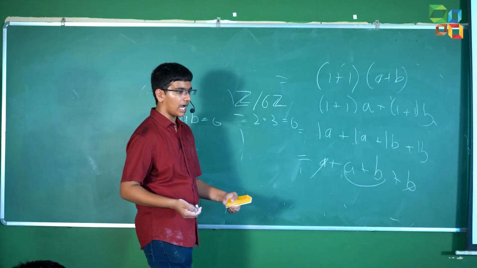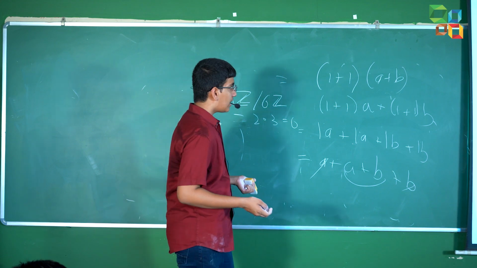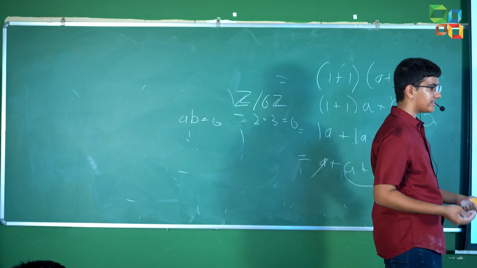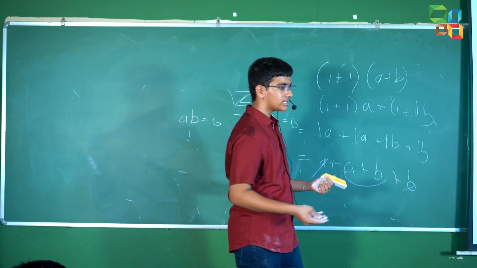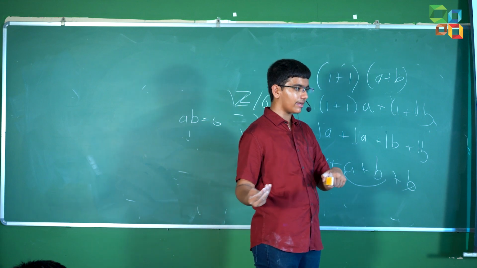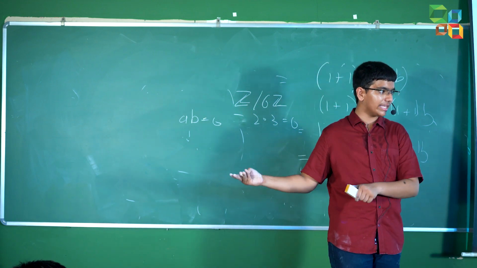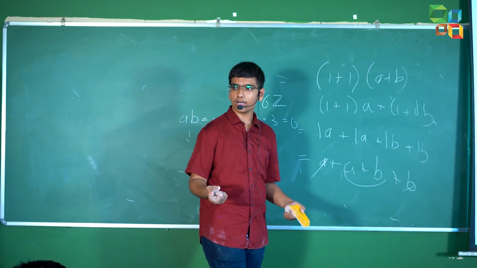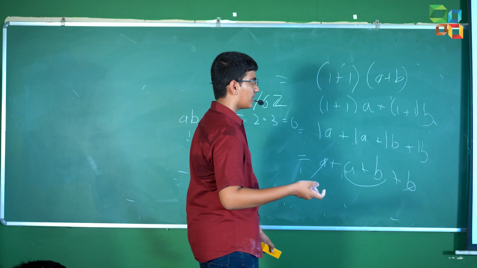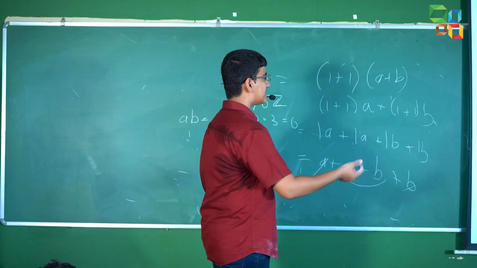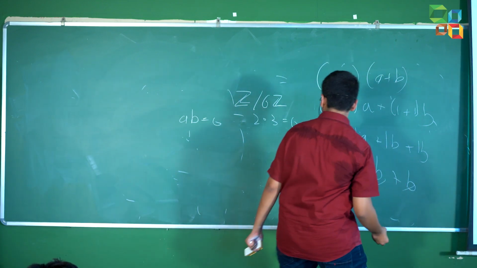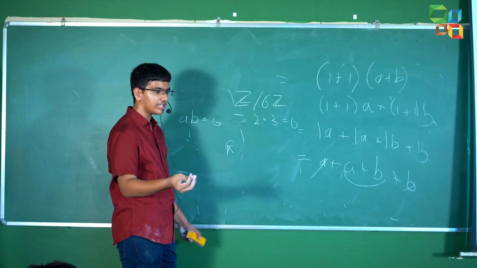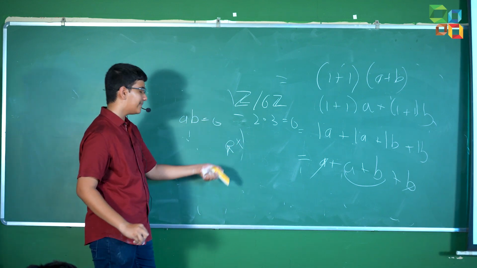So such numbers are called units. A more formal definition: if there are 2 elements, U and V in the ring, if U into V is 1 for some element V, U is called a unit. Also in general, if there's a ring R, the set of units is denoted by R superscript X.